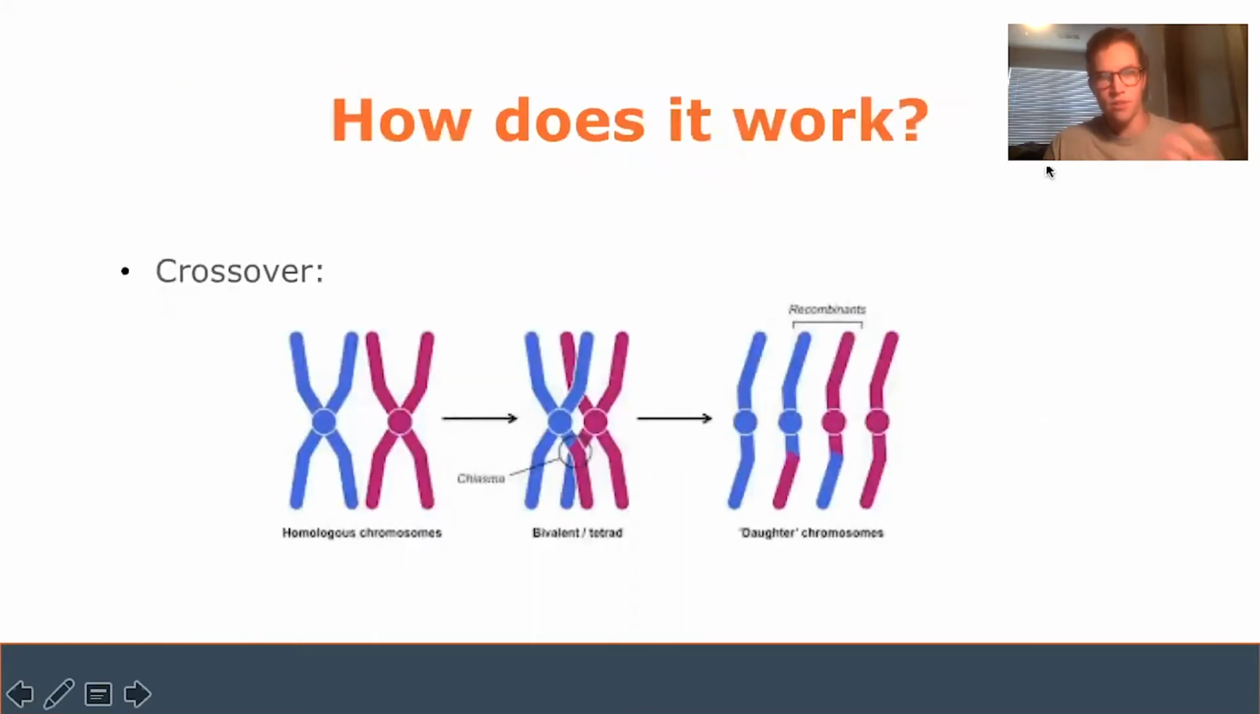Okay, so how does it work? The underlying principle is based off of crossover, and we all know crossover occurs during meiosis and is defined loosely as the exchanging of genetic information. Here you can see we have one parental chromosome and another parental chromosome. Crossover occurs at a chiasma here, and it's going to result in recombinant daughter chromosomes. This would be the genetic material of the progeny or offspring generation. You've probably seen crossover before, so I'm not going to spend too much time on it.